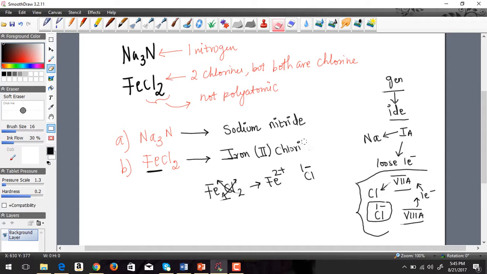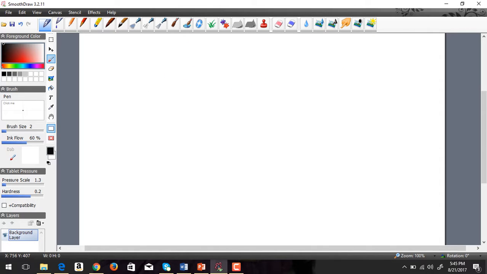It's iron 2 chloride, right? So, this is how we learned. Now, none of these is polyatomic. You see, there's only 2 elements in all these compounds, right? Whereas, what we are going to look at next is, okay, I'm going to write the title for this.